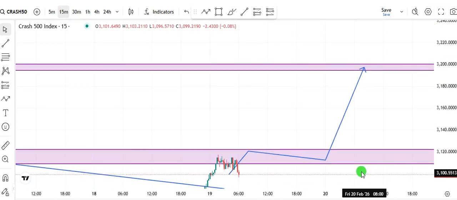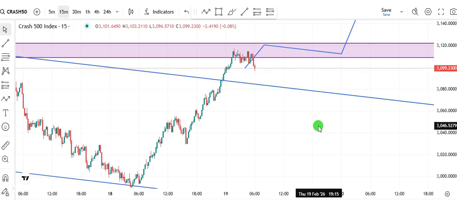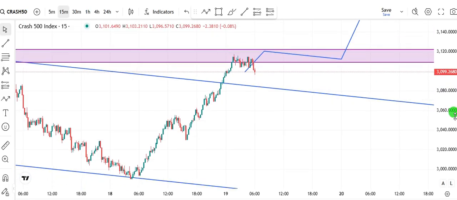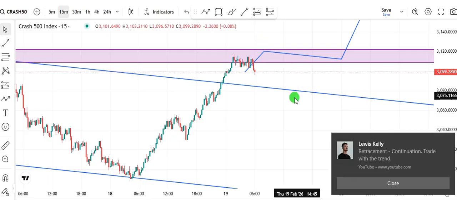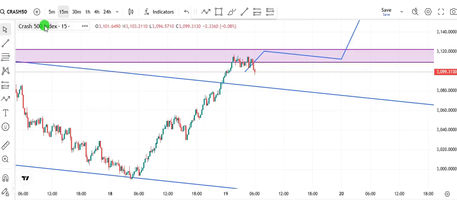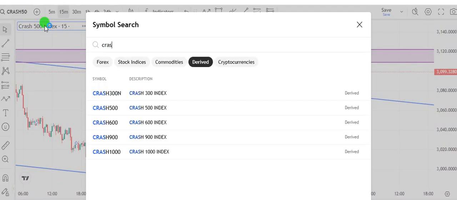Okay. On the 15-minute chart, you can see it's still actually very bullish. So let's see what's going to happen. We are likely to actually see a break above this. We're going to go long on Crash 500. Okay, let's go to the next one, which brings us to the last one, which is definitely Crash 1000.